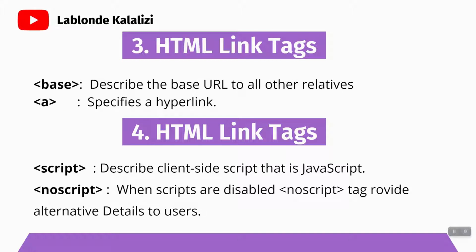And number 4, we have HTML link tags. In these HTML link tags, we have script. The script tag describes client-side script, that is JavaScript. A noscript tag is used when the script is disabled. That means the noscript tag provides alternative details to users. Stay tuned as I demonstrate to you how to use these tags.